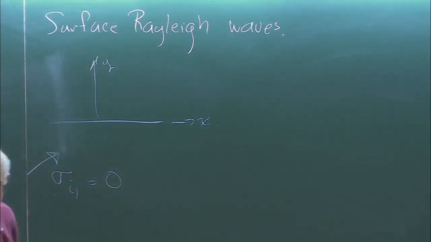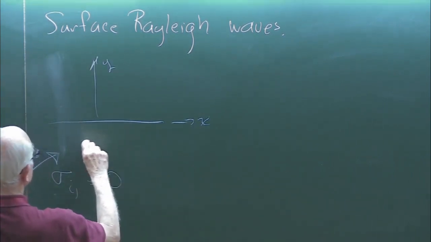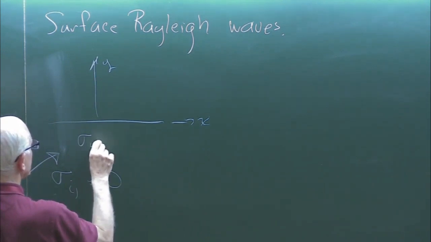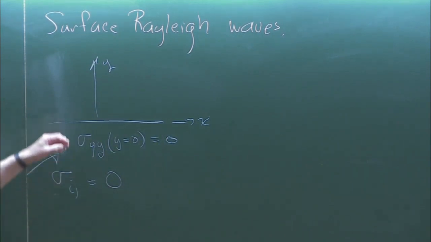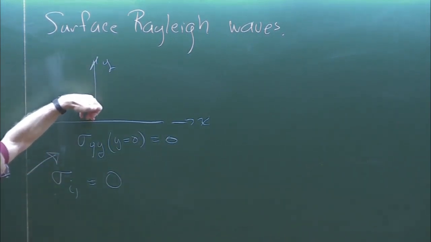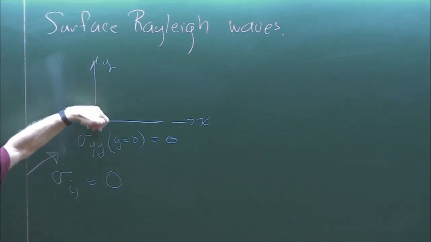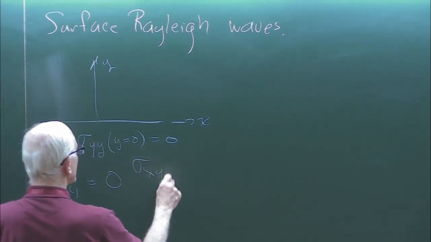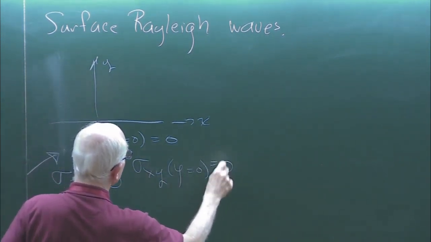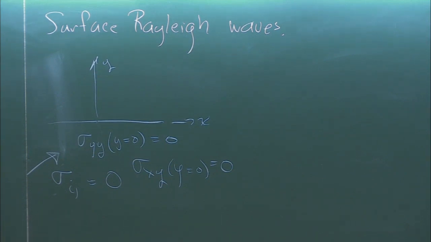And I'm just going to do the problem in two dimensions. So our boundary conditions are that sigma yy at y equals 0 should be 0. In other words, the component of the stress tensor, which has a force in the same direction as the normal to the layer, has to be 0. And then the other term is that sigma xy at y equals 0 has to be 0. So what we're looking for now is a solution that obeys the wave equation, obeys this equation in the bulk, but it matches the boundary conditions in the end.